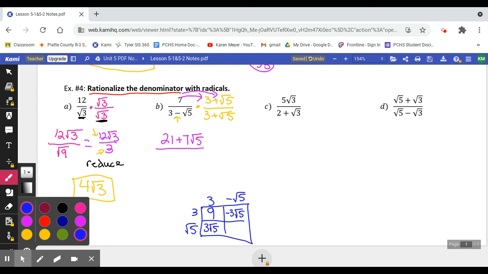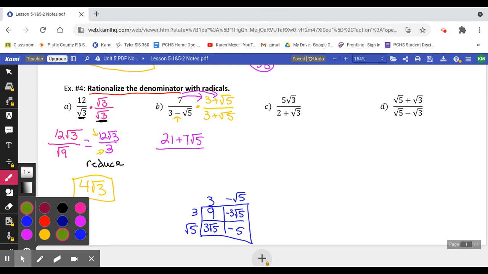And negative square root of 5 times positive square root of 5 is going to be, of course, negative times positive is negative. And then, hey, we just said if I'm multiplying two roots together and they have the same number underneath, they just cancel and give me that number, which is 5. So it should be negative 5.